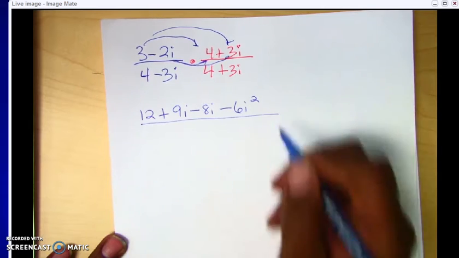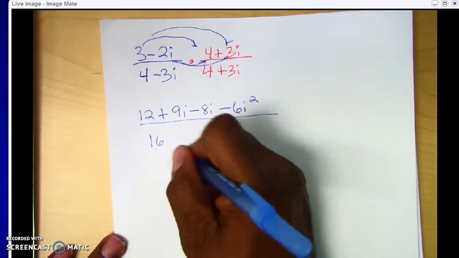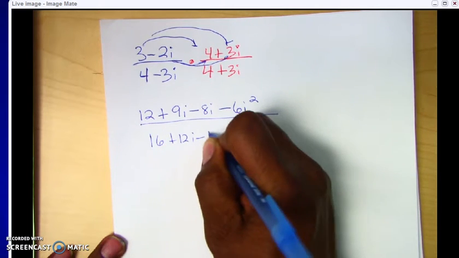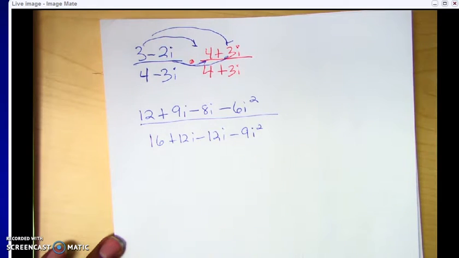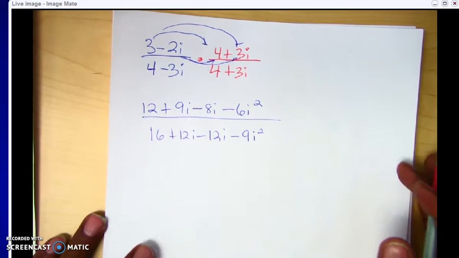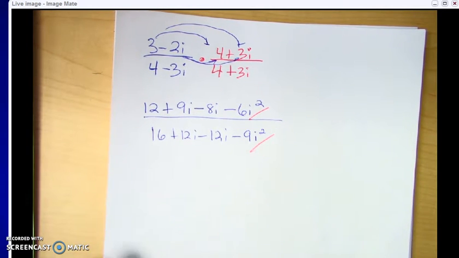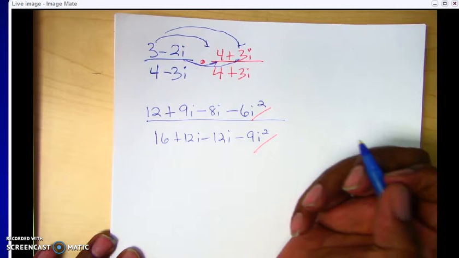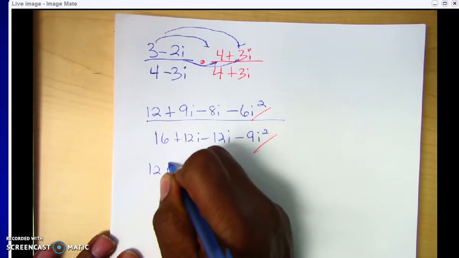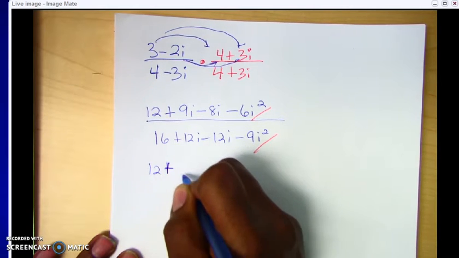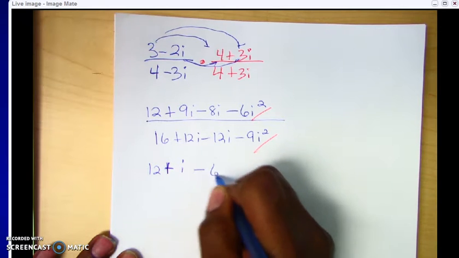Then you do the same FOIL method on the bottom. You get 16 plus 12i subtract 12i subtract 9i squared. The problem is not so much with the FOIL as with handling these i squares. So let's go through and simplify. You get 12 plus i. And then the tricky part is right here on the i squared term.